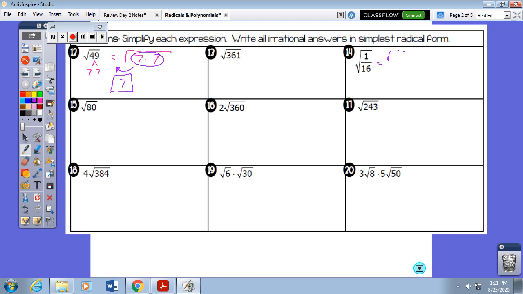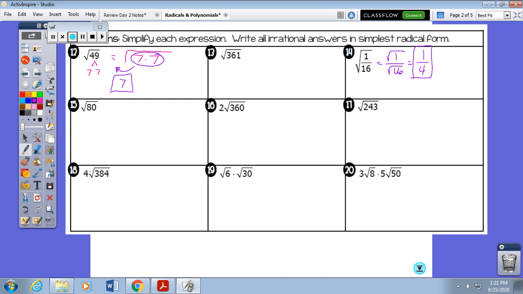This one here, we have the square root of 1 over 16, and you can separate them. The square root of 1 is 1. The square root of 16 is 4. Right? Some of these will turn out even. Some of them will not. So let's go ahead. I'm going to do number 18.